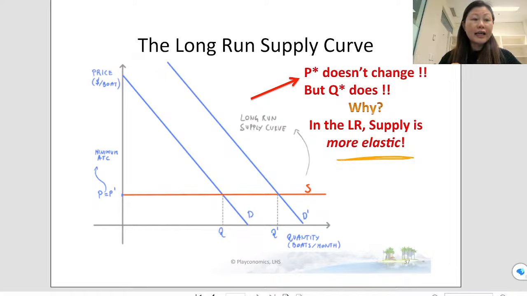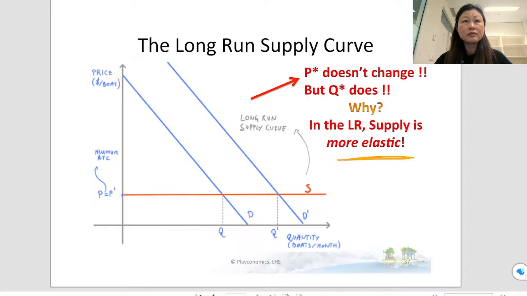So if demand changes, price does not change, but the quantity does. And this market is great for consumers. Okay, now that's it for chapter 4.